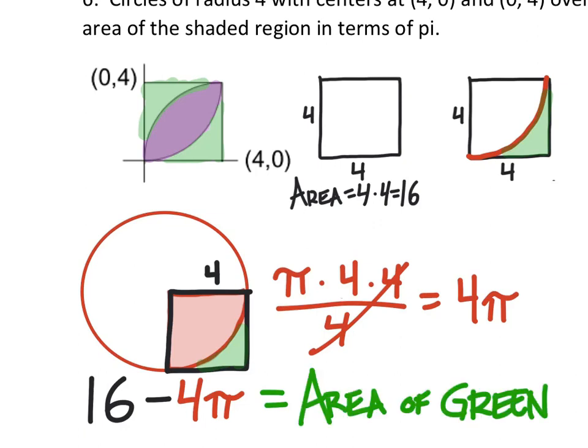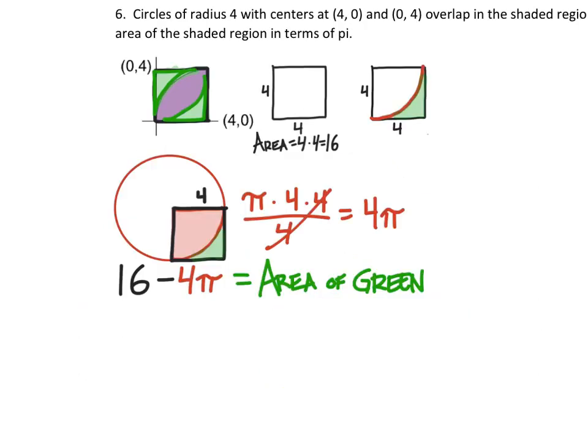Now, going back to the original figure up here, right? We got the area of the square. And if we wanted the area of the purple, all we really need to do is subtract the areas of the two green parts. And we just figured out what that area is. It's 16 minus 4 pi. So I'm going to show my work down here for that.